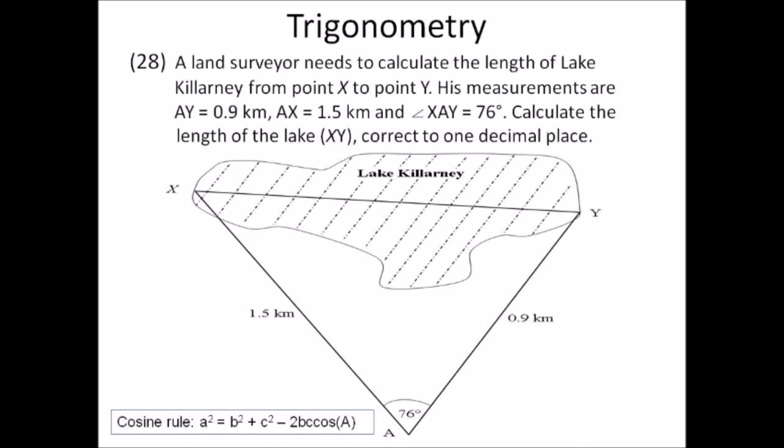You would have to pick it out of the ones they give you. A squared is equal to B squared plus C squared minus 2BC cosine of A. So stick your values in and you'll be able to work it. Remember, you're going to have to pick out which cosine rule to use. So just use your common sense. Look at what they give you and then use the one that fits.